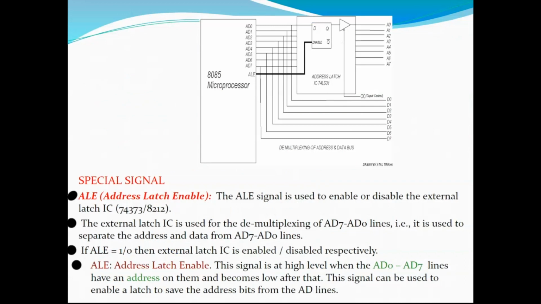The ALE, address latch enable, is used to enable or disable the external latch, and it is used for demultiplexing the AD7 to AD0 lines, that is, to separate address and data from AD7 to AD0. If ALE is 0 or 1, then the external latch IC is disabled or enabled respectively.